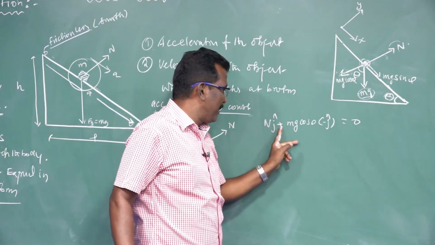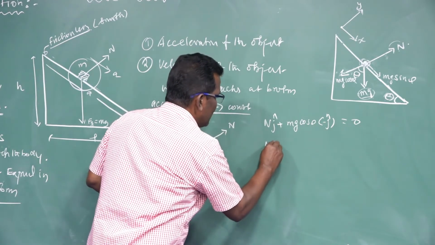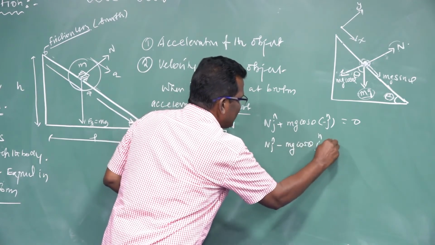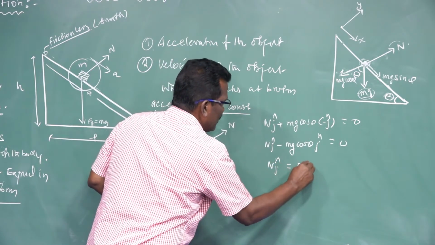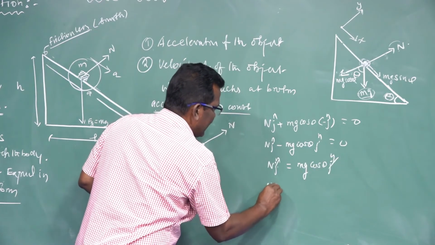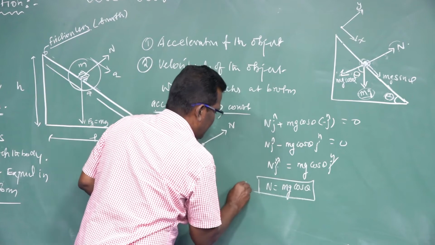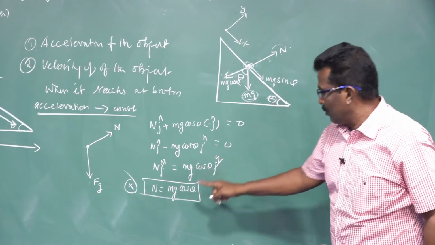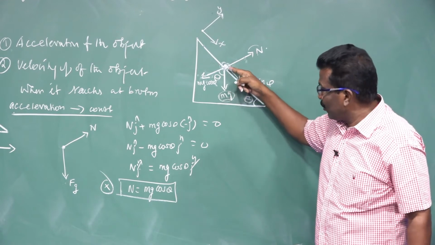So N j cap plus mg cos theta minus j cap is equal to 0, or N j cap minus mg cos theta j cap is equal to 0. So N j cap is equal to mg cos theta j cap. The j cap cancels, so N is equal to mg cos theta. The normal force is always equal to mg cos theta, so the body does not move upward or downward along this direction.